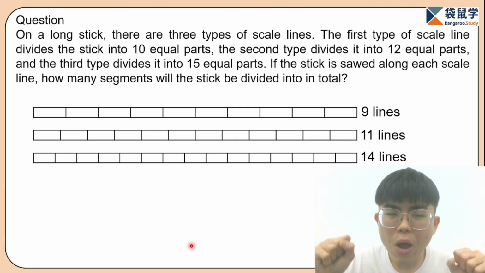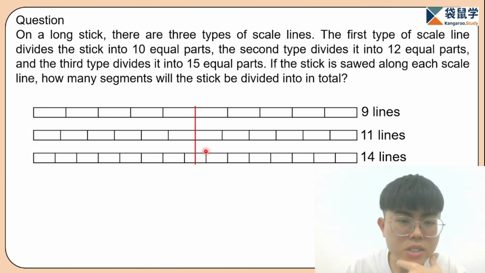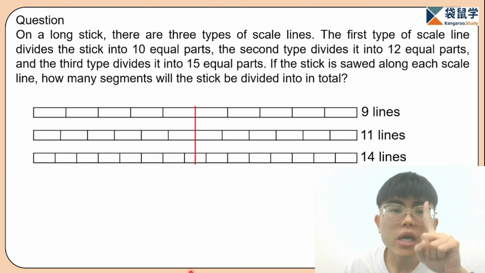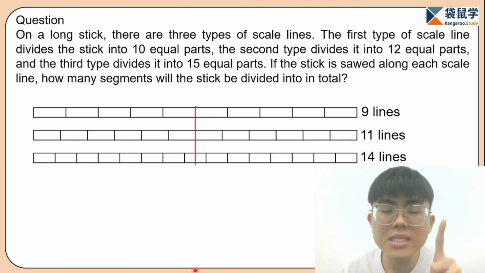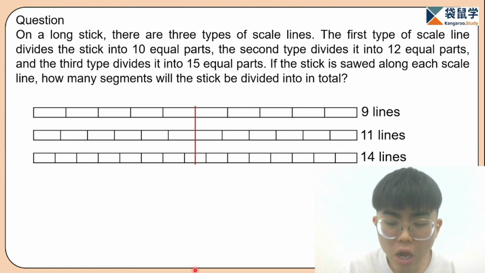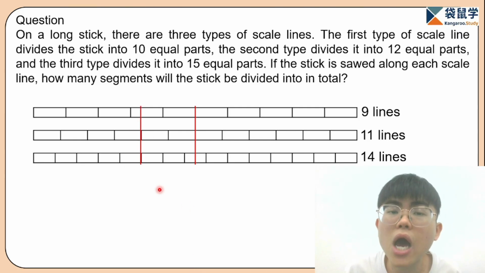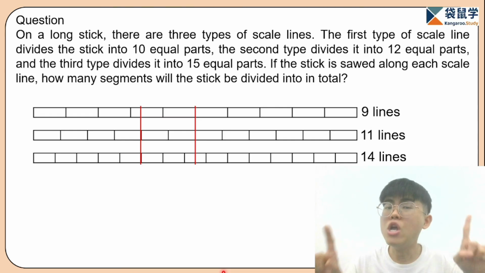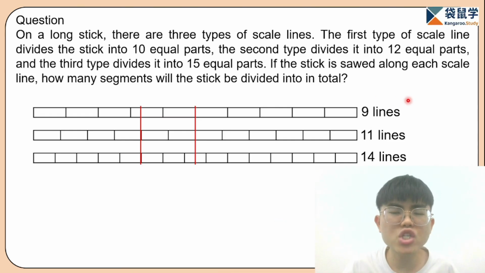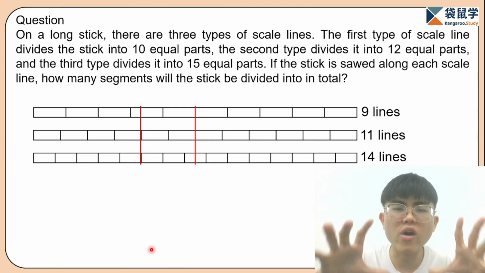Everyone can see our figure right here. For example, in the middle, you see what is happening here? The wooden stick here is cut at the same place. There is an overlap. And then another part, you see this part? Also, there is an overlap. So in this question, we cannot just add up all of these lines. We still have to remove the overlap.